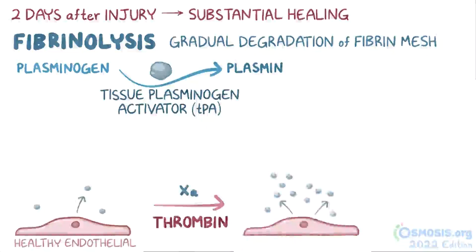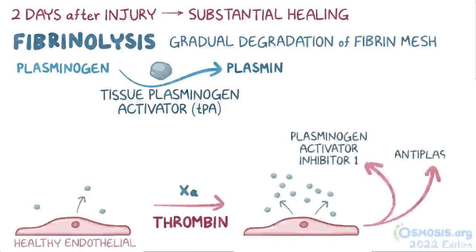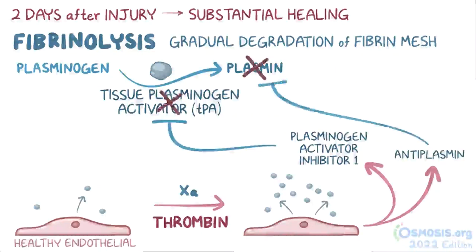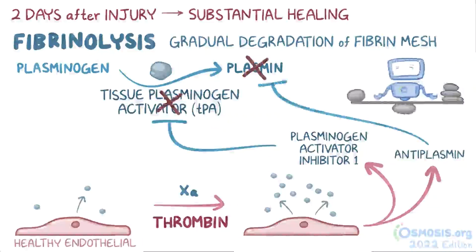But it's important that plasmin activity doesn't get out of hand either. So the endothelial cells also release plasminogen activator inhibitor 1, as well as antiplasmin, which are proteins that bind and sequester TPA and plasmin, respectively. It's all about always reaching that Zen balance of coagulation and anticoagulation.